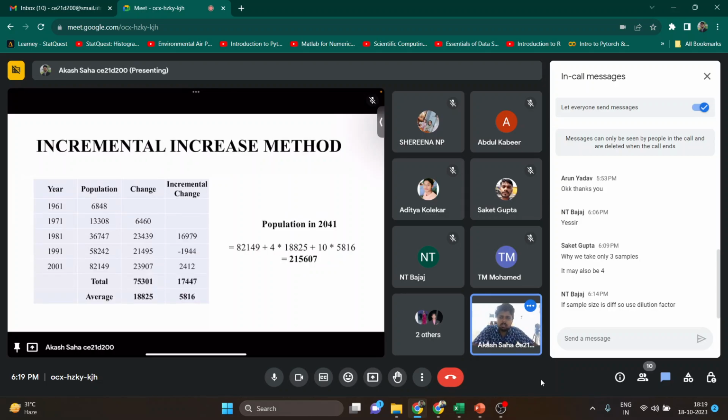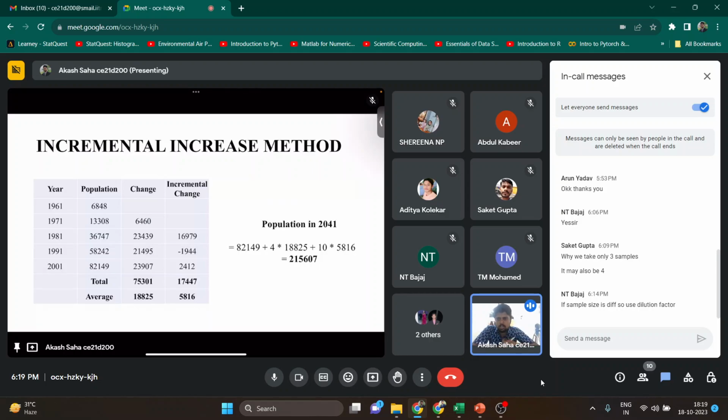So now again, in the case of the incremental increase method, we will see that there is an incremental change. We will find the change in change. Okay, so in the arithmetic method, we have found the change like 6,460, 23,000. Now, what is the change in change? Okay, so again, it is just subtracting the lower value from the higher value, or the population in the latest year minus the previous population, not higher, lower. It's what is the change in my change. It can be positive, it can be negative also.